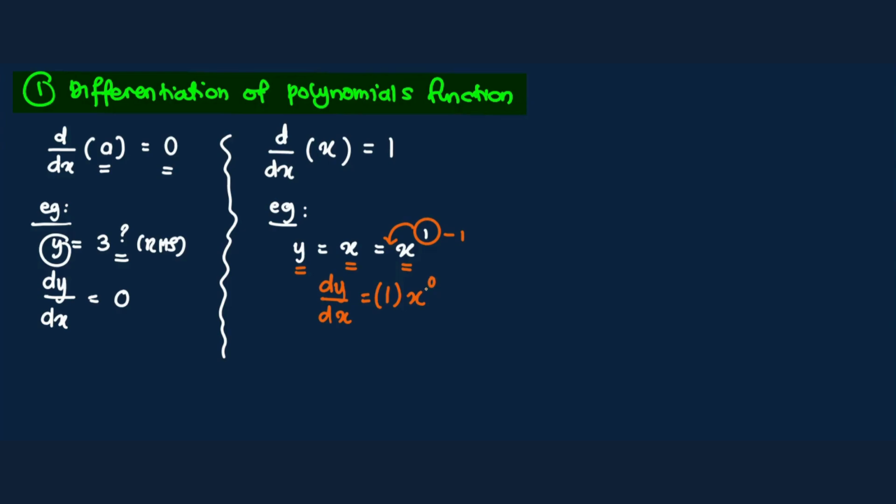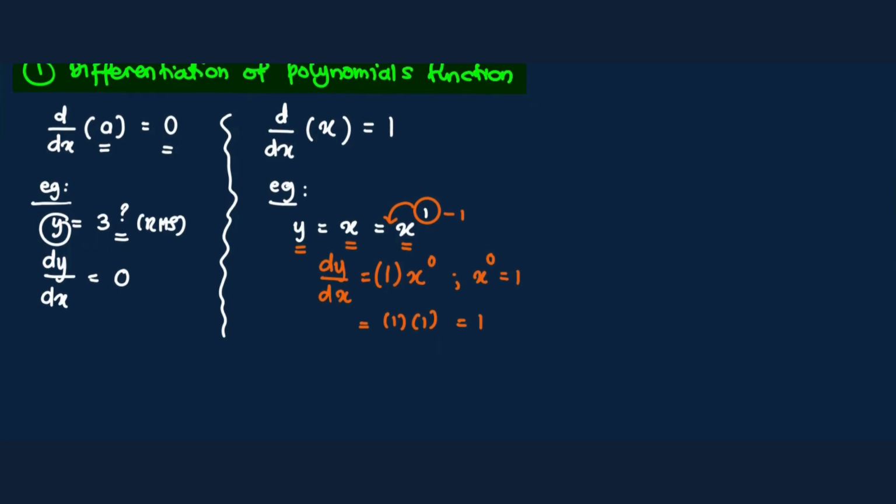We know that any variable with power 0 is equivalent to 1, right? x to the power of 0 is equivalent to 1. So that is why when you differentiate only x, you will get 1, because 1 times 1 will give you 1. Okay? Now, let us look at another example.